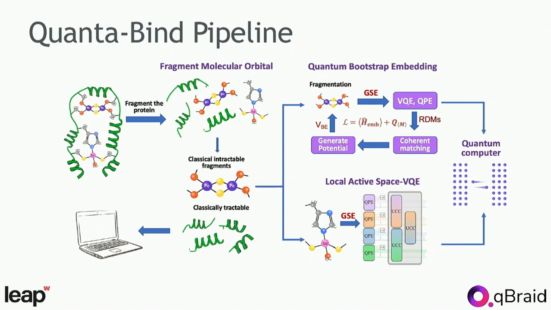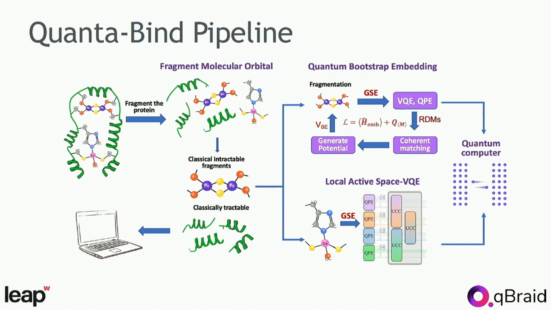We start here on the left, where you have some biologically relevant system. We fragment the protein with FMO, fragment molecular orbital method. This is a fully classical method. Next, we take classically intractable fragments. So these are fragments that are either too difficult, too large, or too strongly correlated to be run on classical computers, and we pass them further down the pipeline.